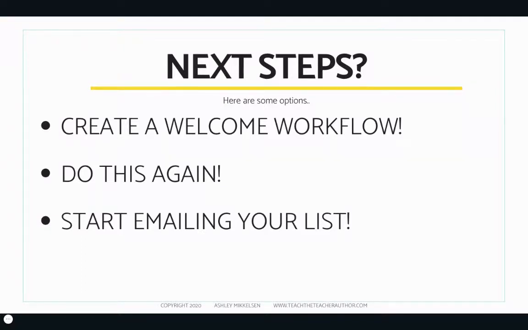Another option is that you could just do this whole thing again. Create a new freebie, a new form, a new workflow, and gather more emails with another opt-in. Option three, start emailing your list, because now you are going to have one. So start thinking about, what do I want to talk to them about? What kinds of things am I going to email them? And get started using the list that you've just created.